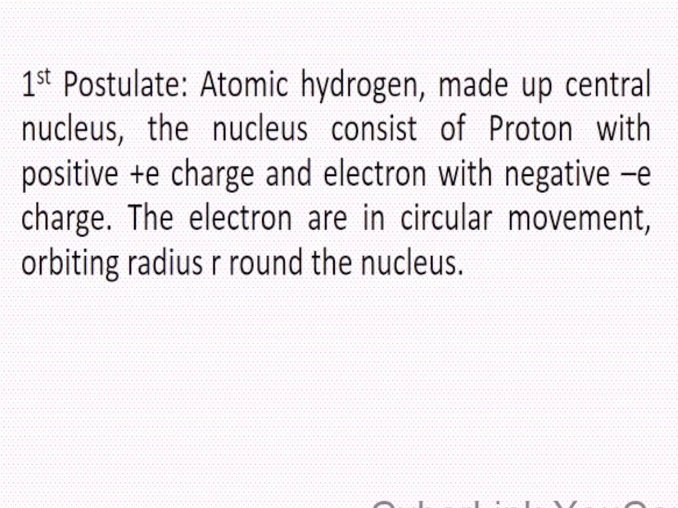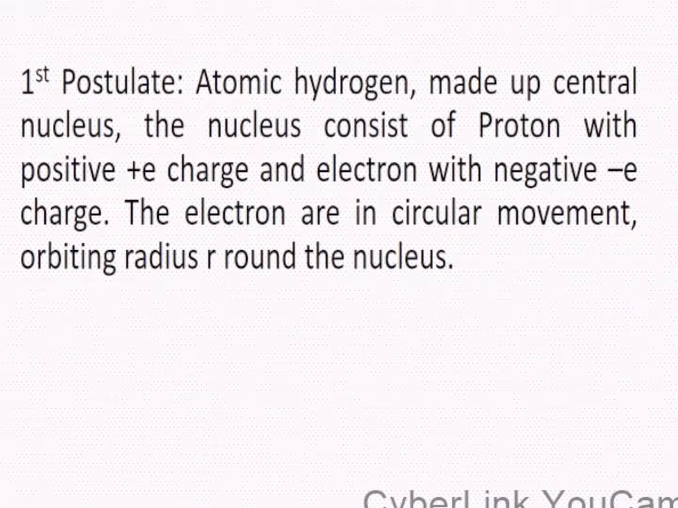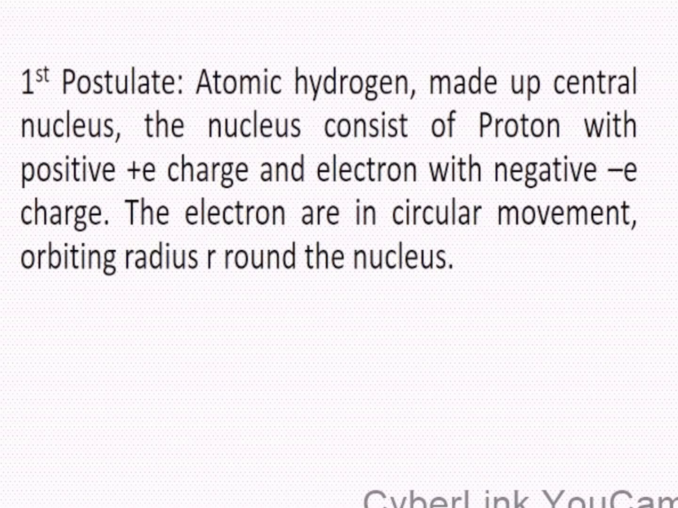Postulate 1. Atomic hydrogen is made up of a central nucleus. The nucleus consists of a proton with positive charge, and an electron with negative charge. The electrons are in circular movement, orbiting around the nucleus with a given radius.